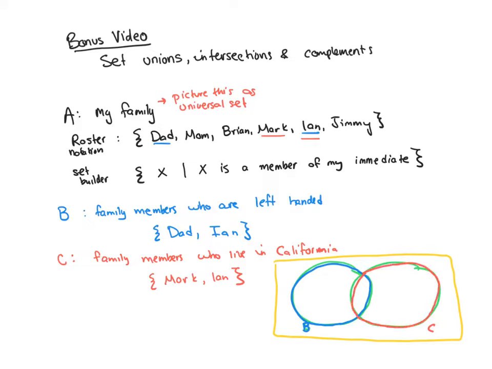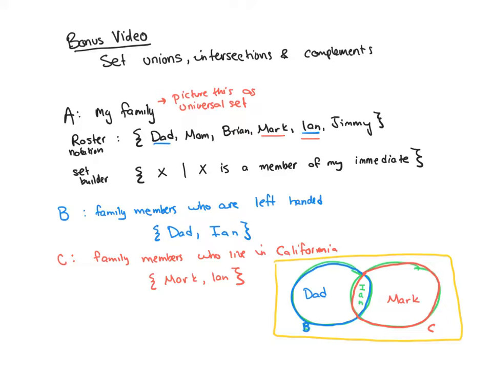And then we can put in the members of the family. So my dad, he's in set B, but he's not also in C. So he would be here. My brother Ian, he's in both set B and C. So we have to put him in both sets in the middle there. And then in set C is my brother Mark. Ian's already in that intersection. He's in both of those sets.